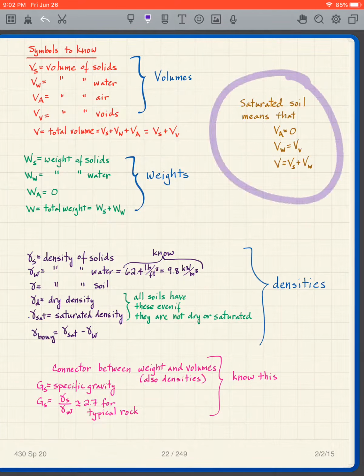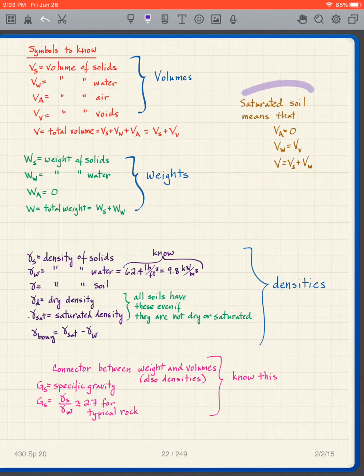If I say that the soil is saturated, that means the water fills all the voids. And so the volume of the air is 0. I have 0 air. It's all just water. So the volume of the water is equal to the volume of the voids when the soil is saturated, and therefore the volume is equal to the volume of the solids plus the volume of the water. So you need to know what a saturated soil means.